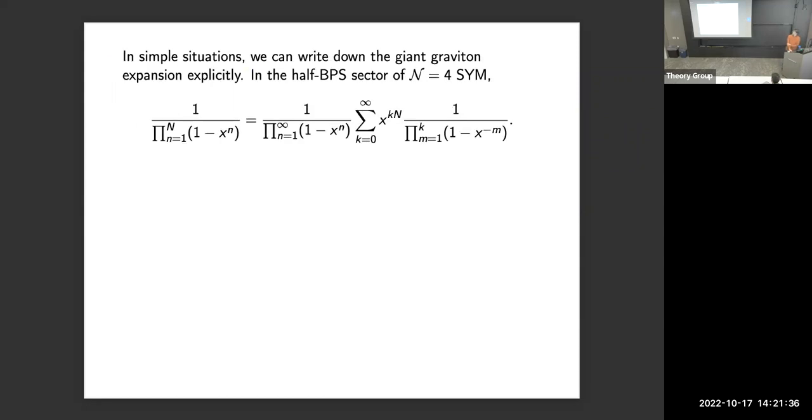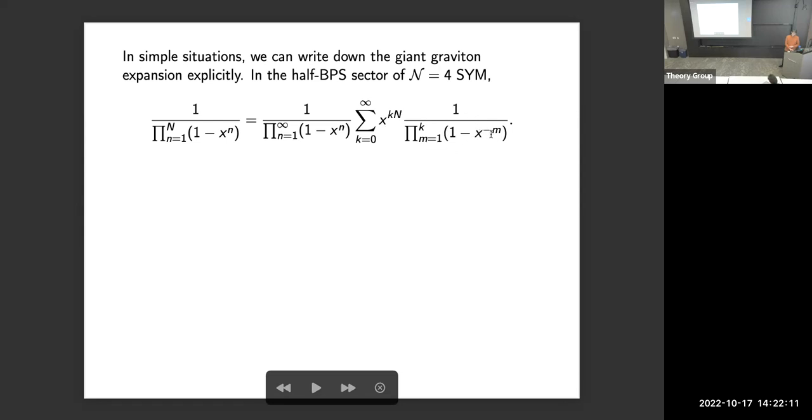So in simple situations, we can write down the giant graviton expansion explicitly. In the half BPS sector of N=4 super Yang-Mills, on the left-hand side is a well-known formula describing the counting problem of a product of traces with trace relations at finite N. On the right-hand side is a sum over terms which we interpret as coming from k numbers of giant gravitons and their open string excitations.